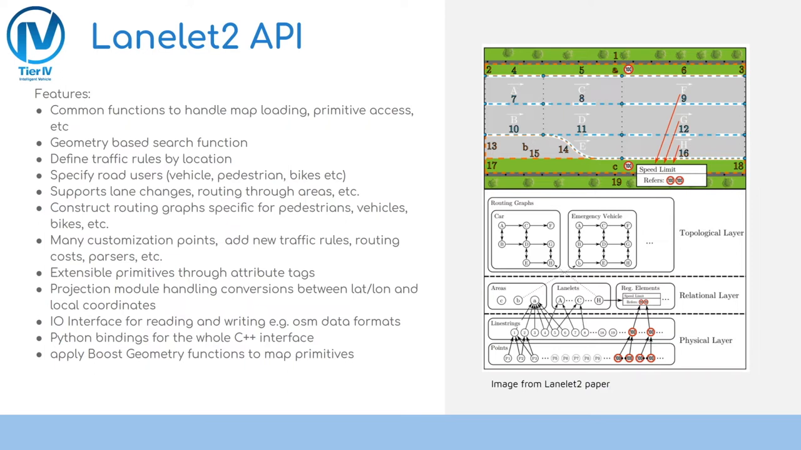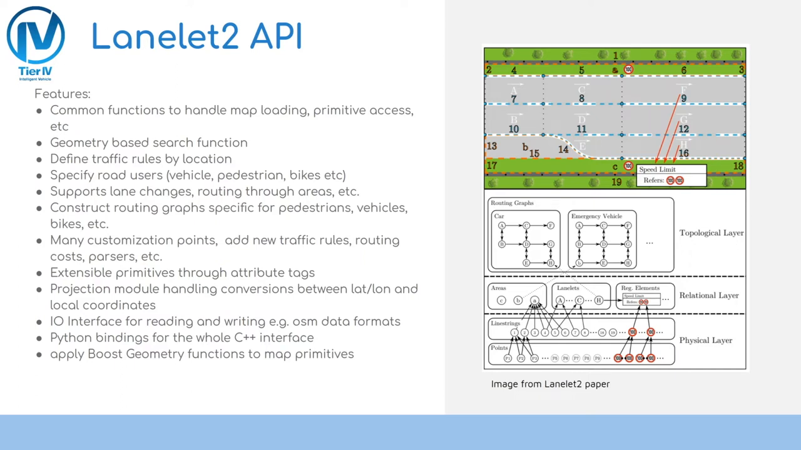As mentioned before, one of the key benefits of the LaneLet2 format is the provision of an associated software framework. Some of the features of the open source API are geometry-based search functions, such that you can query map primitives with nearest to search or lie within a bounding box, etc. Traffic rules are defined by location and apply according to road user type. Routing graphs can be defined specific for pedestrians, vehicles, or bicycles. As mentioned before, primitives are extensible and the API itself has many customizable points to add new traffic rules, routing costs, etc.